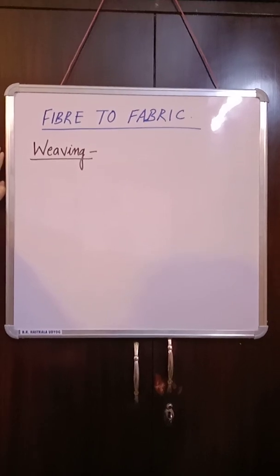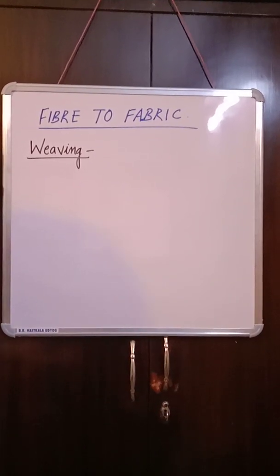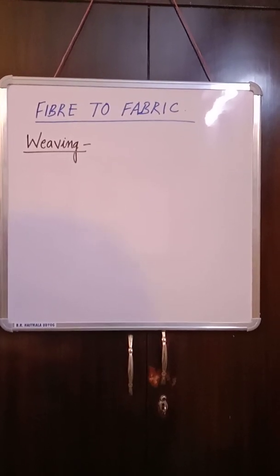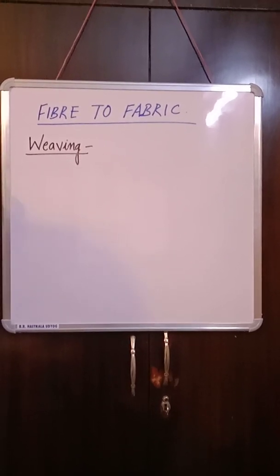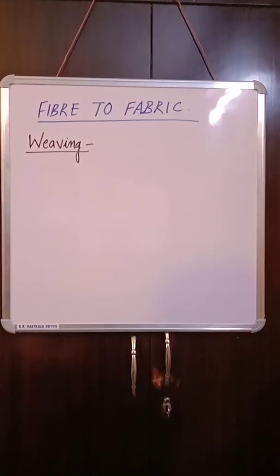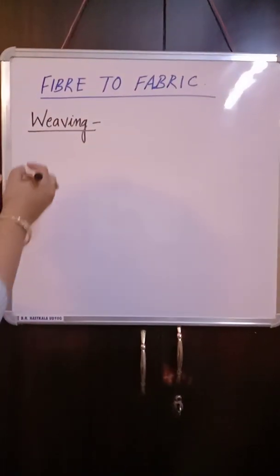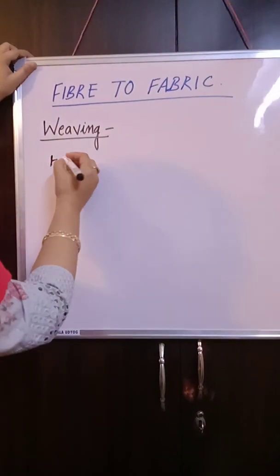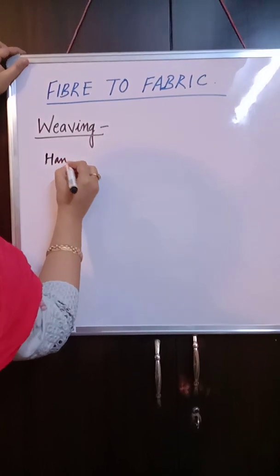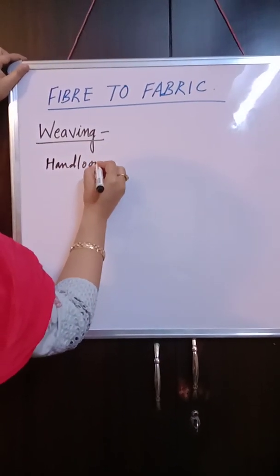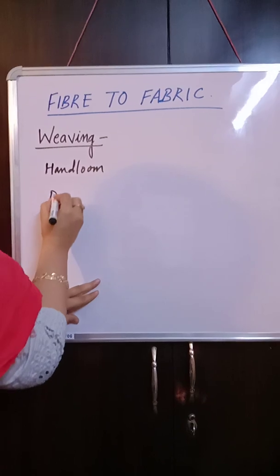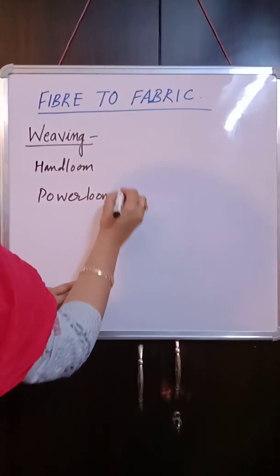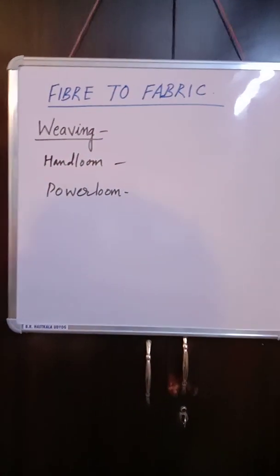What is weaving actually? It is arranging two sets of yarn together to make a fabric. Once you have a yarn, then it's quite easy for you to make a fabric. Now weaving is done in two manners. One is by hand loom, another is by power loom.